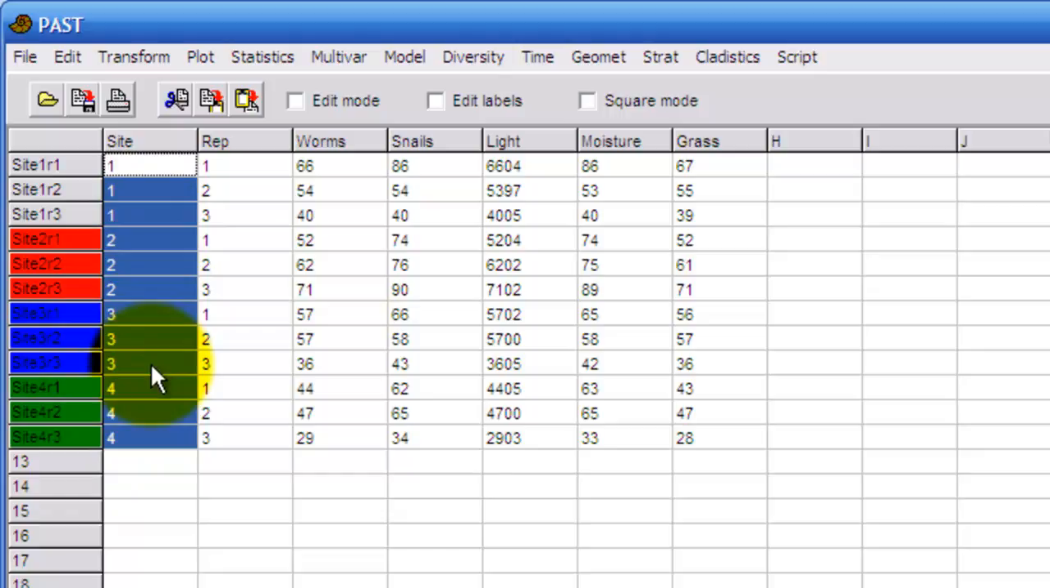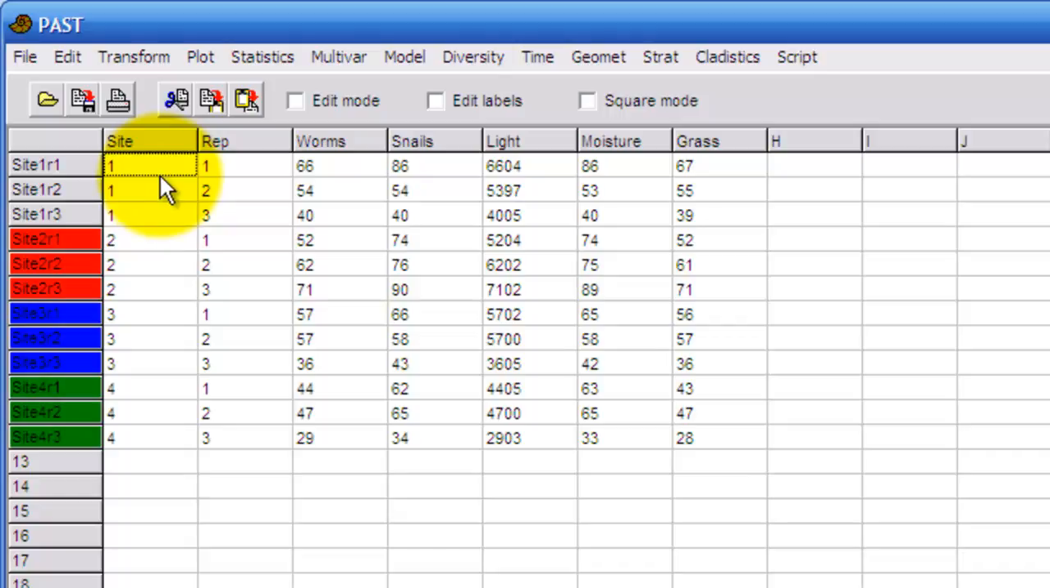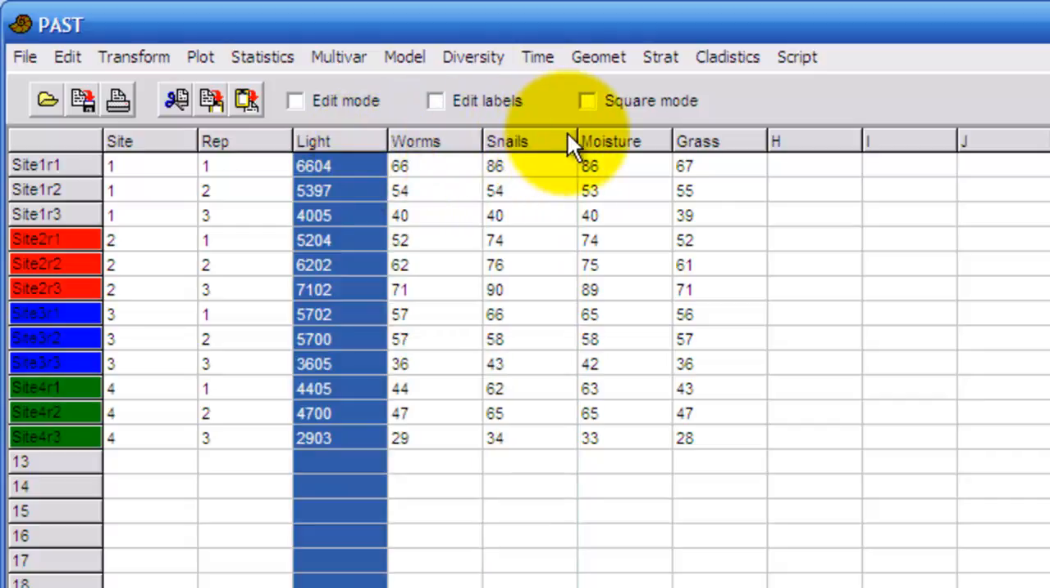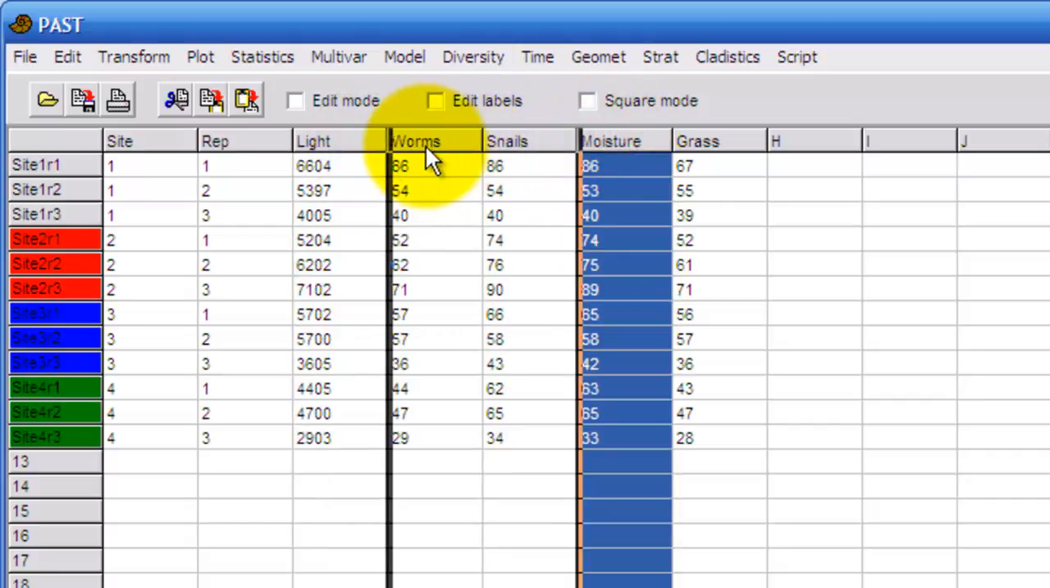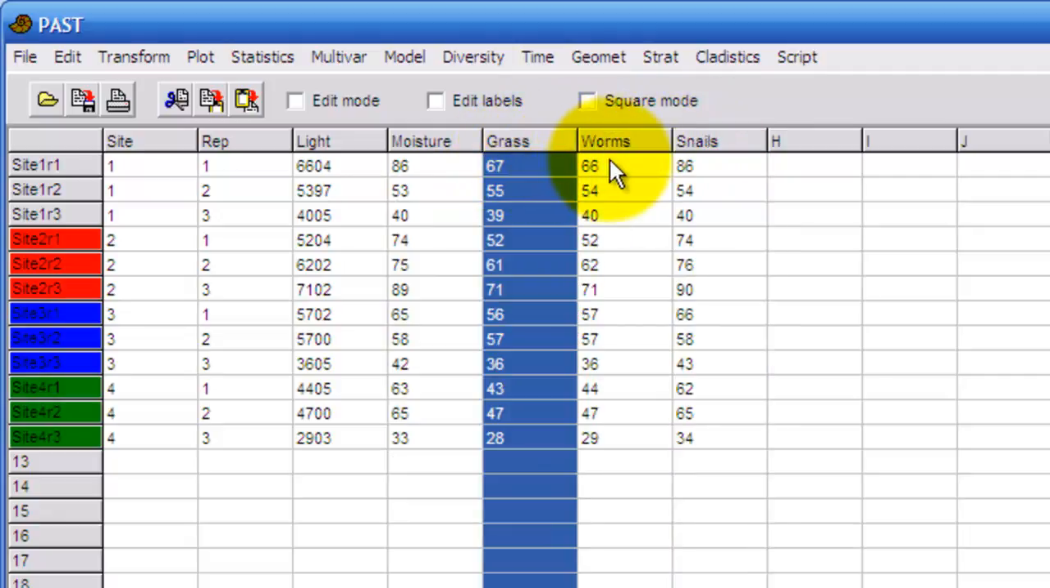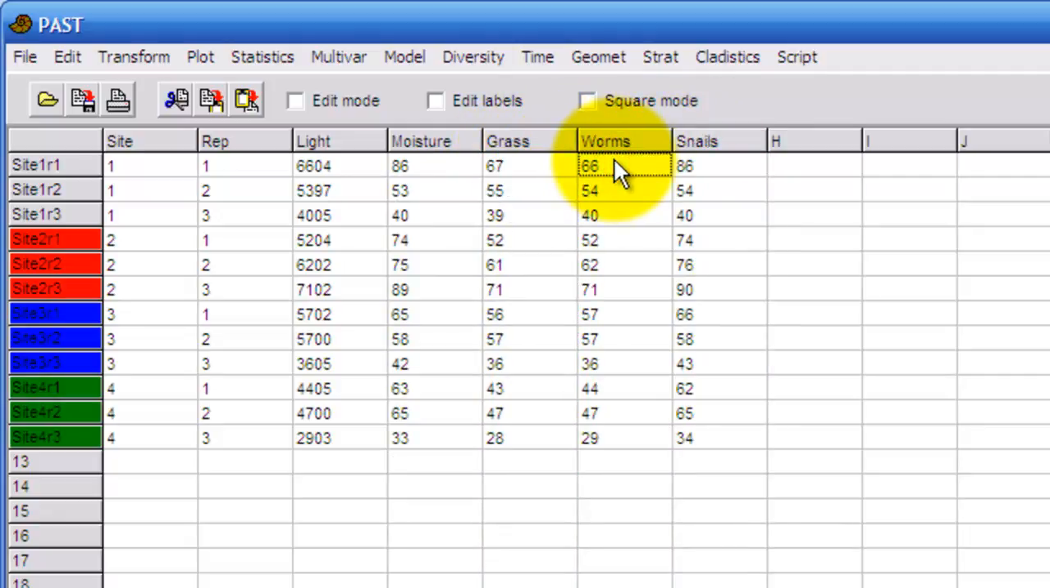And remember, as always in this kind of data, the columns are the variables and the rows are the samples. And some of the columns may be indicator variables telling us which site or which replica we're working with. Now, it's traditional to have the environmental variables first, so that's easy to manage in PAST just by dragging. But I want to start by looking at the worms and snails.